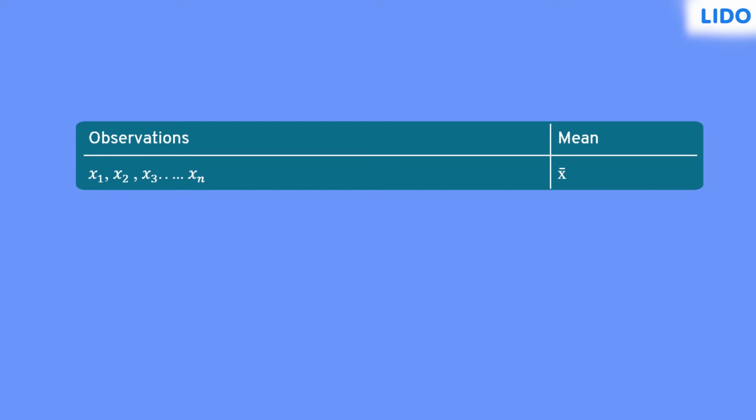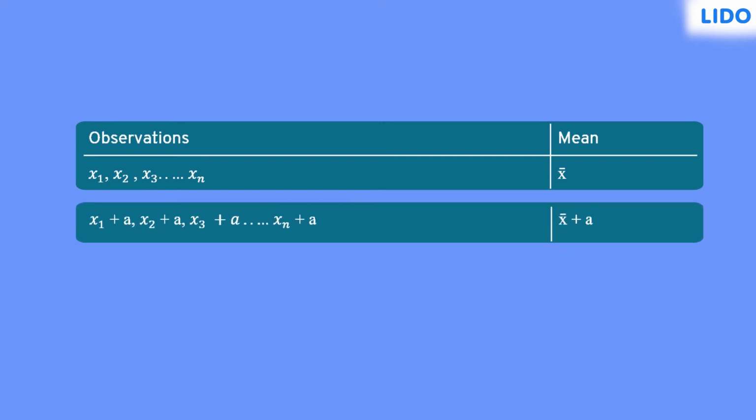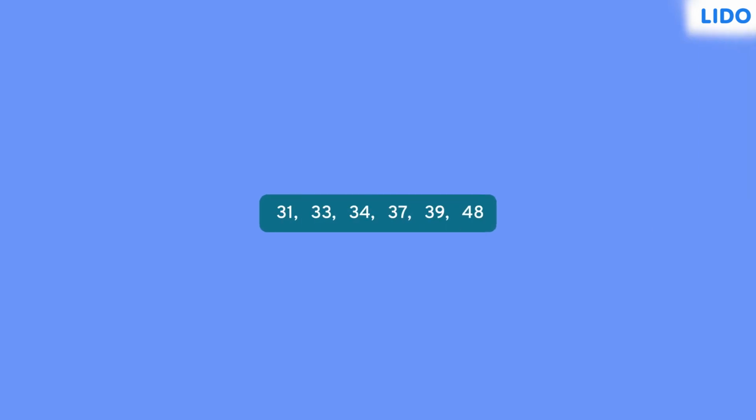The second property is, if x bar is the mean of n observations x1, x2, x3, and so on up to xn, then the mean of observations x1 plus a, x2 plus a, x3 plus a, and so on up to xn plus a is x bar plus a. It implies that if each observation under consideration is increased by a quantity a, then the mean is also increased by the same quantity a. Let's take an example and understand.